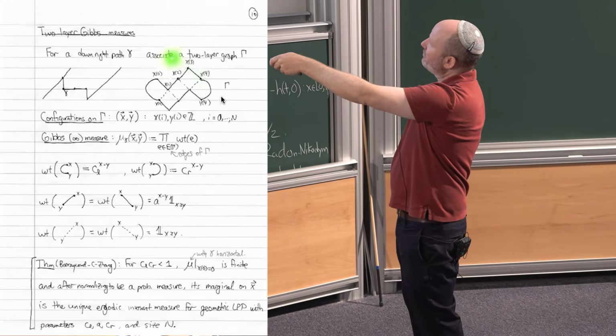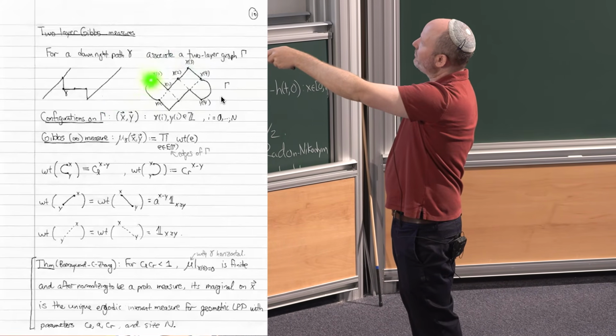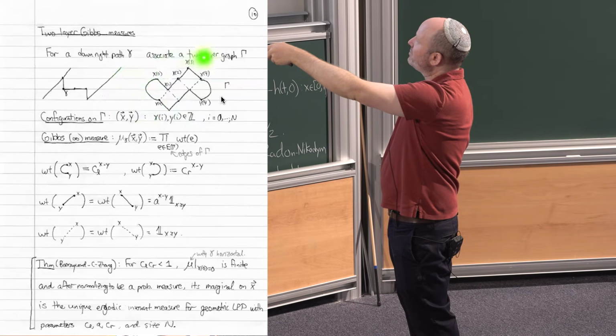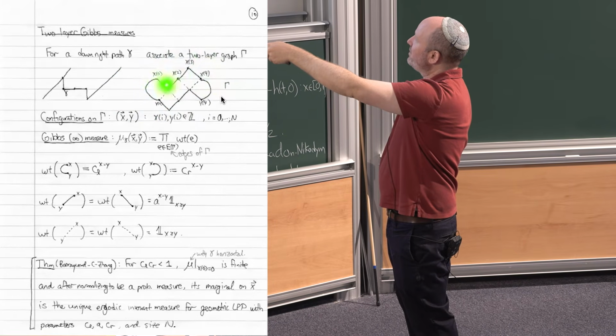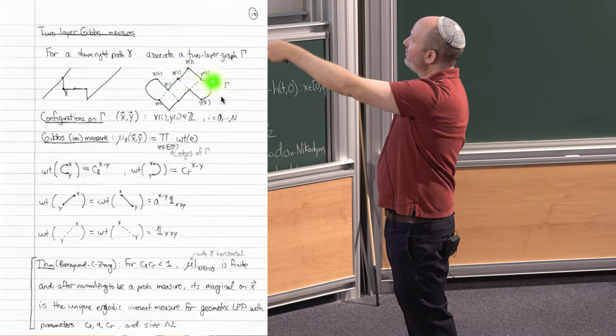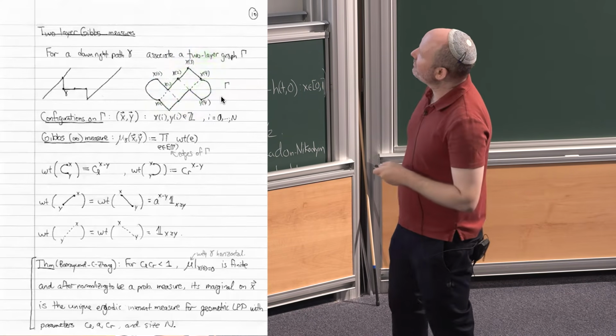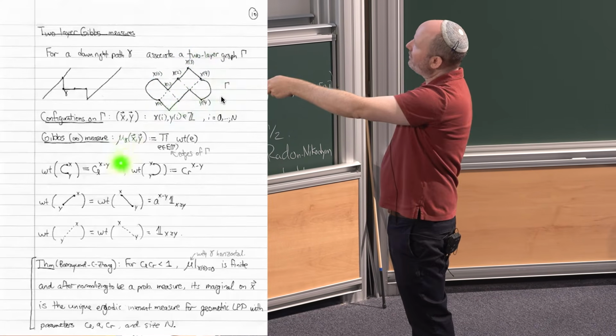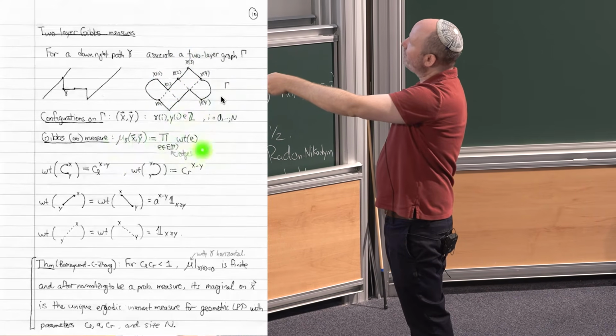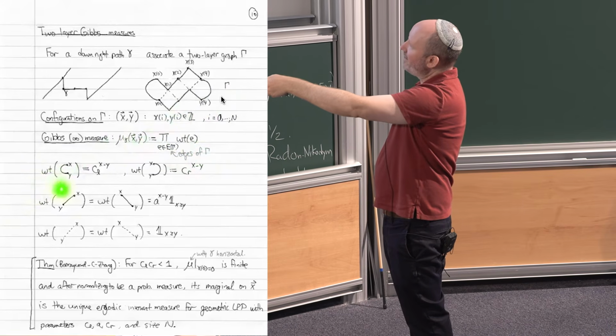product over all edges. So this graph has three types of edges. It has the curved edges at the boundary. It has the edges within a layer, and the edges between layers, these dotted edges. And what I do is, given a configuration xy, I take the product of the weight of all edges, where the weight of the edges are as follows.